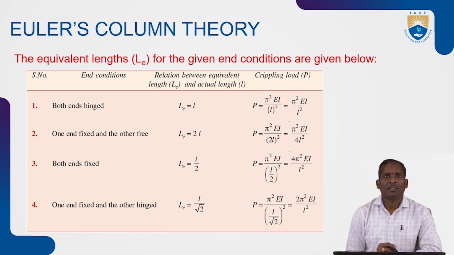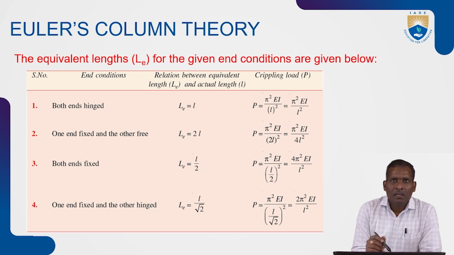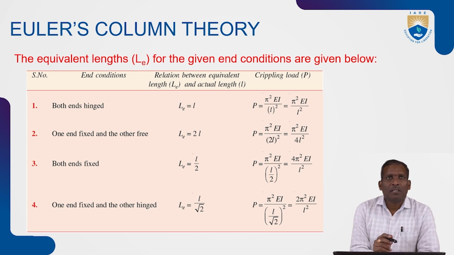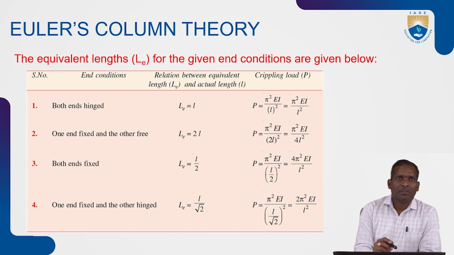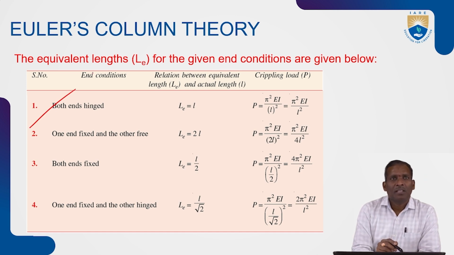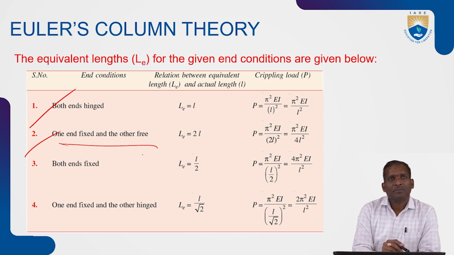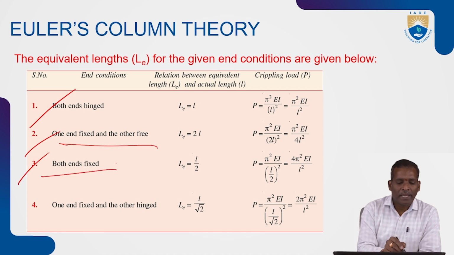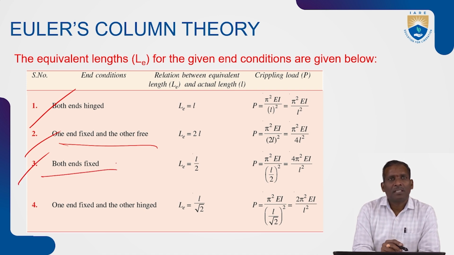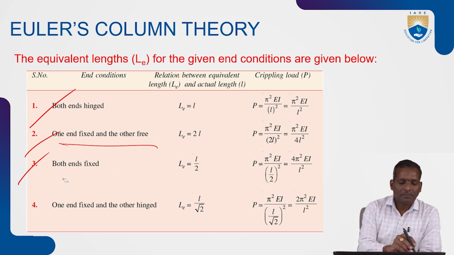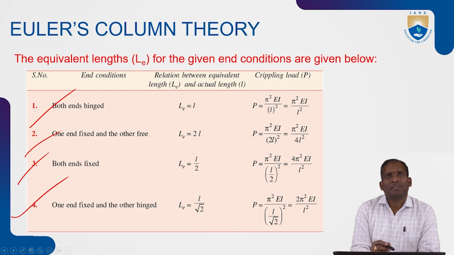So see, in this table are shown the equivalent lengths for the given end conditions. The end conditions we already know. One is both ends hinged. The second one is one end fixed and the other end free. The third one is both ends fixed. And the fourth one is one end fixed and the other end hinged.